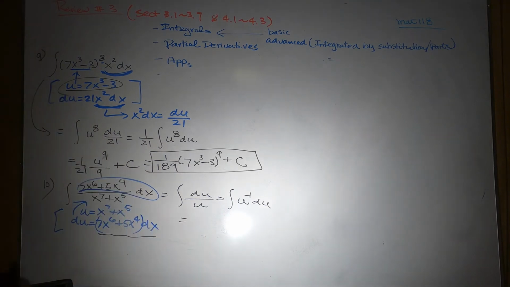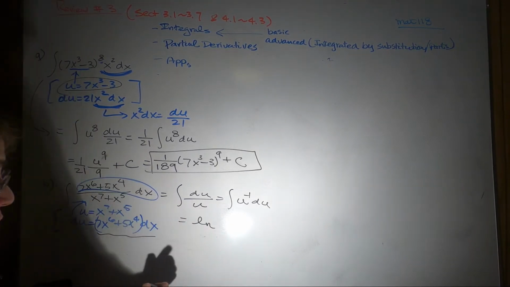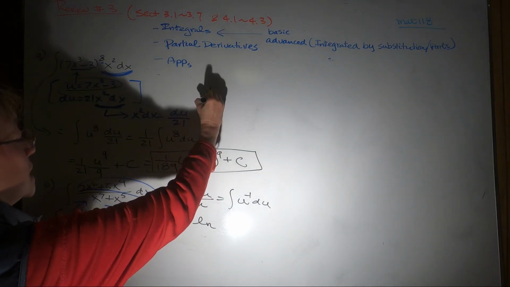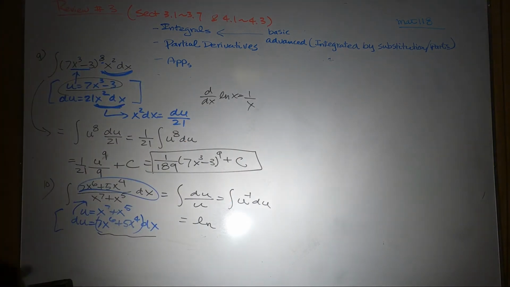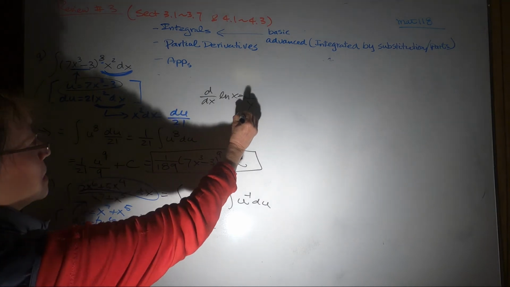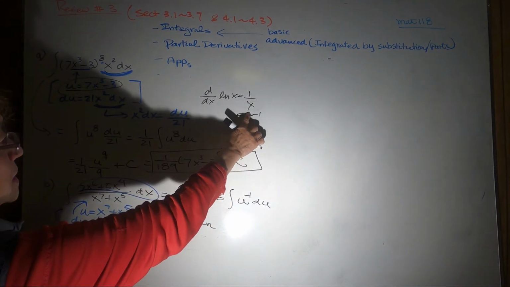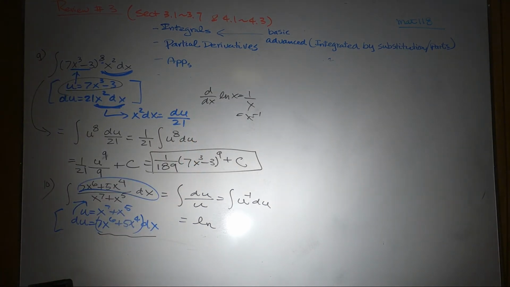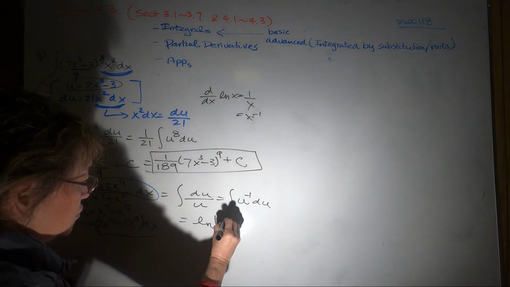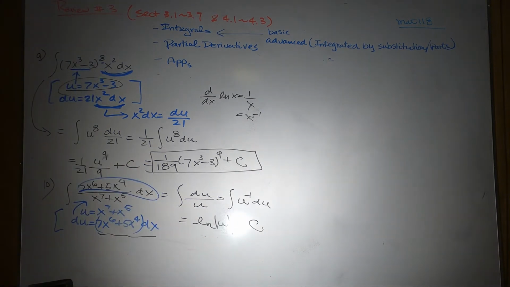Remember, how do you integrate your negative 1 power? You cannot move the power up, because that would be divided by 0, right? So that would be natural log. Because the derivative of natural log of x is 1 over x, which equals x^(-1). If you take the integral of x^(-1), you go back to natural log. So that would be natural log of u plus c.